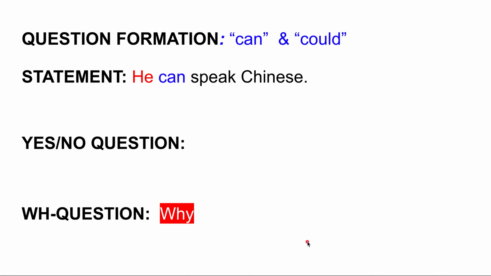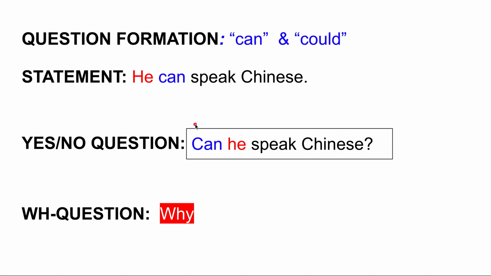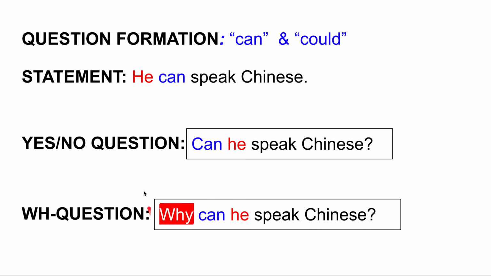Some WH question words are who, what, where, when, why, and how. Let's look at another example. He can speak Chinese. Move can, the modal, to the front of the sentence. Can he speak Chinese? If we want to make a WH question, add a WH question word. Why? Why can he speak Chinese?